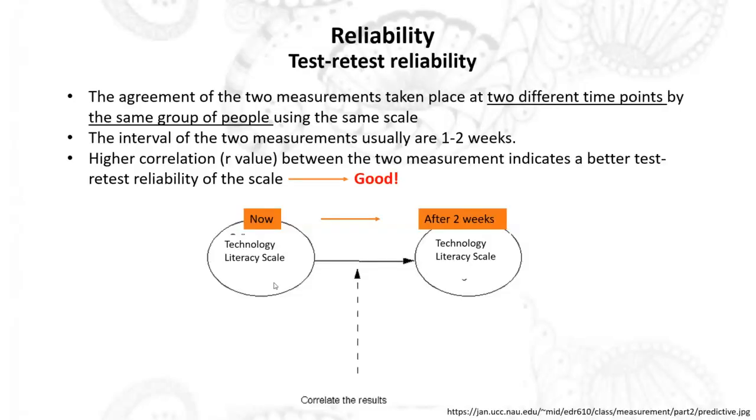And the high R in test-retest means that, because I do it now and then 2 weeks after, the items and the rating scale are good and appropriate enough to reflect the true literacy of the subjects. So that's why even now or even after 2 weeks, the scores are highly similar.